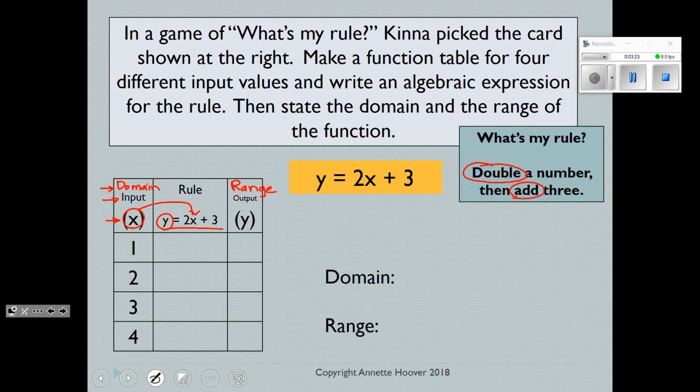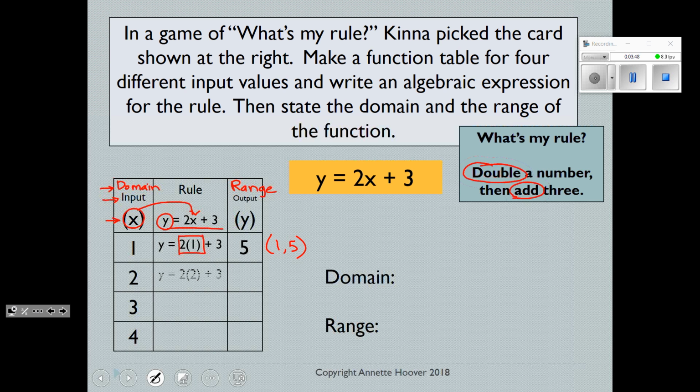So let's see what this looks like when we plug it in. So if we plug in a 1 to x, that would be 2 times 1 plus 3. We have to follow our order of operations, so we would go 2 times 1 first, then add 3, and that would be 2 plus 3 equals 5. We just created an ordered pair. The ordered pair is 1, 5 for the x and the y values.